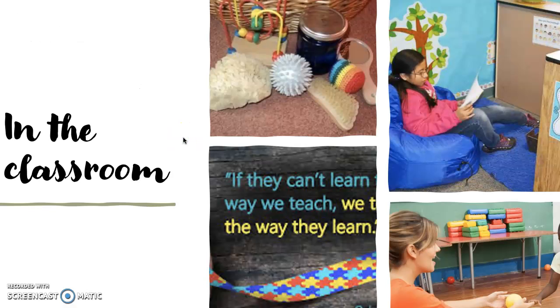In the classroom, as you can see pictured in the top right, there is a student in a cozy corner. To the left of that picture are some fidget toys, or toys to help the students calm down. Pictured in the bottom right, you can see a teacher working with a student one-on-one and using manipulatives. So overall, the main focus in my classroom will be to have fidget toys in a safe space for those students to go.